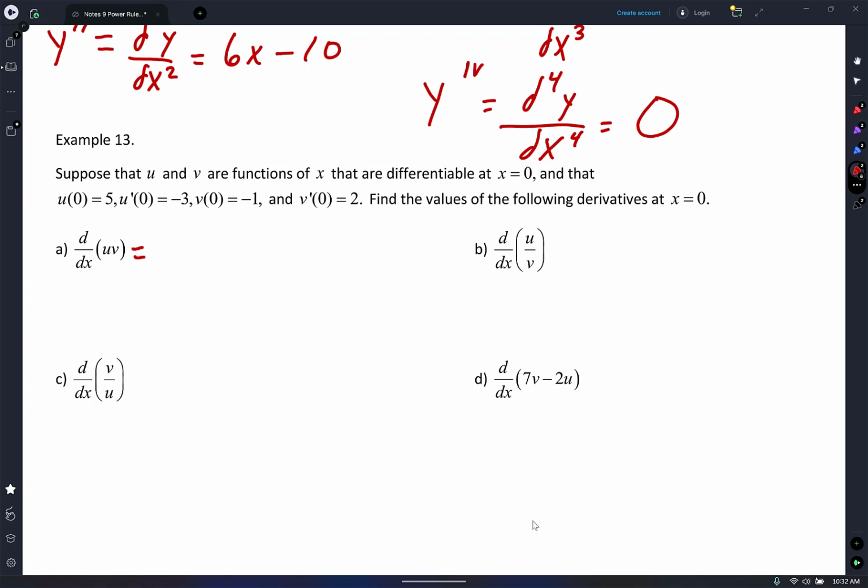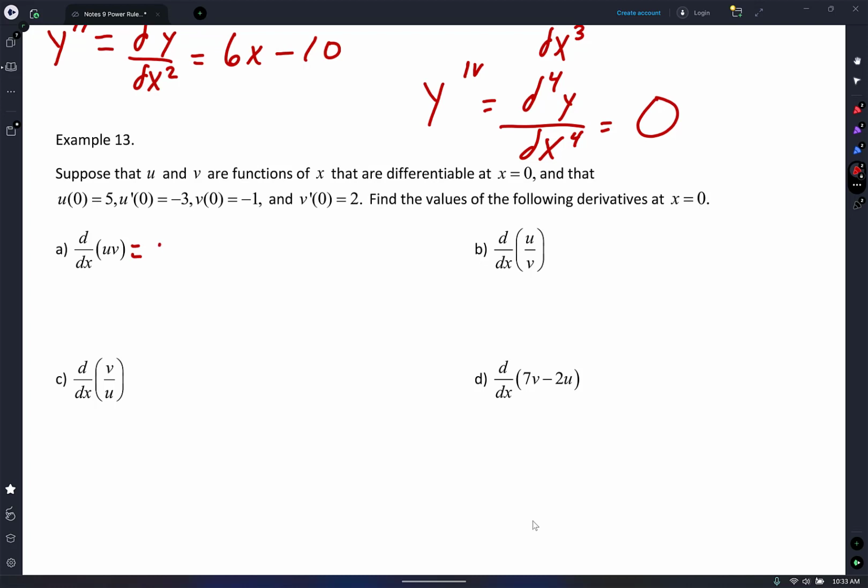All right. Letter A. What rule? Let's read the directions here. Focus, guys. Suppose that u and v are functions of x that are differentiable at x equals 0, and that u prime of 0 equals negative 3, v of 0 is negative 1, v prime of 0 is 2. Find the values of the following derivatives at x equals 0. So they want me to find the derivative. All right. You guys ready? What rule do I got to use for letter A?